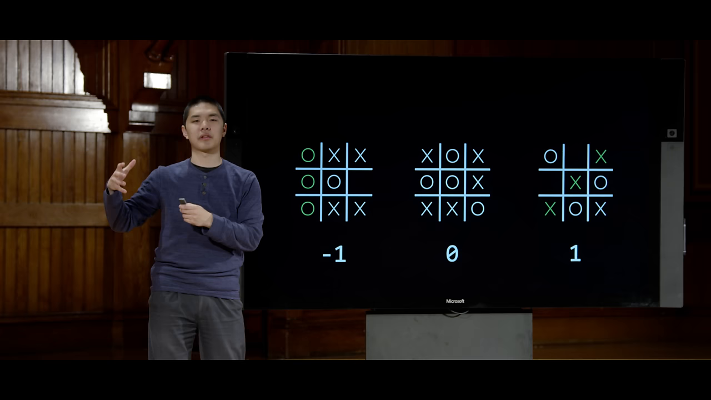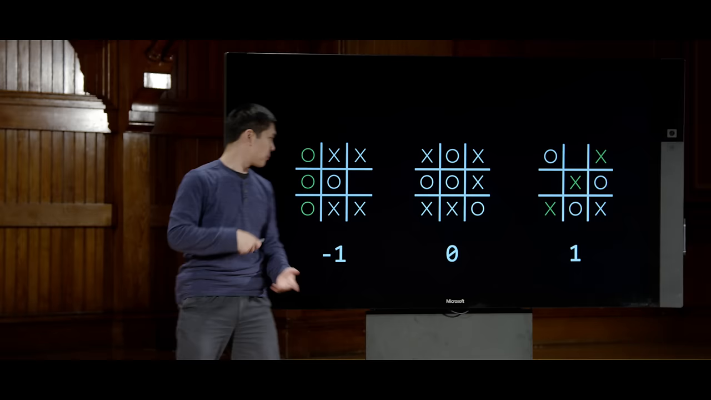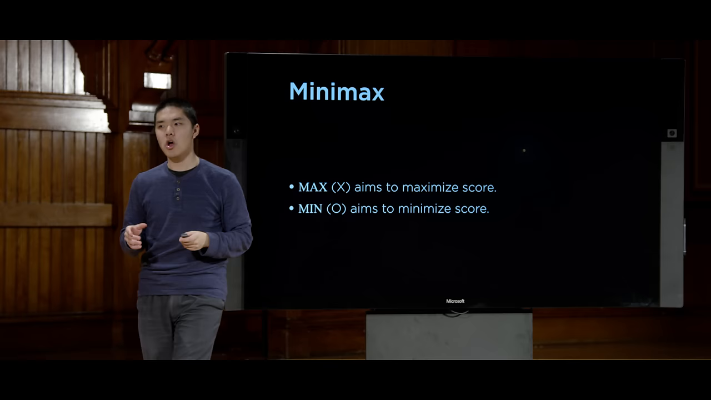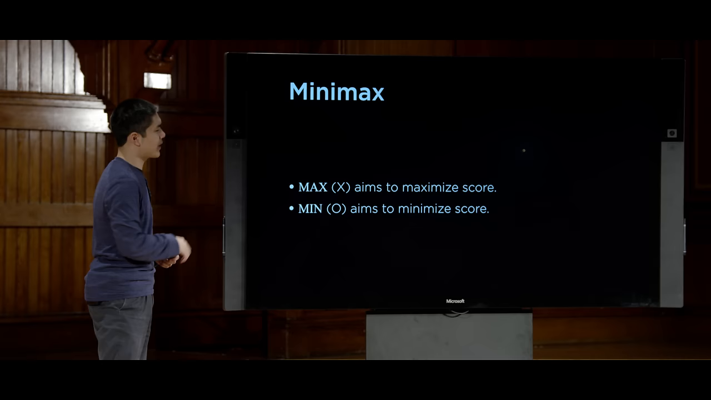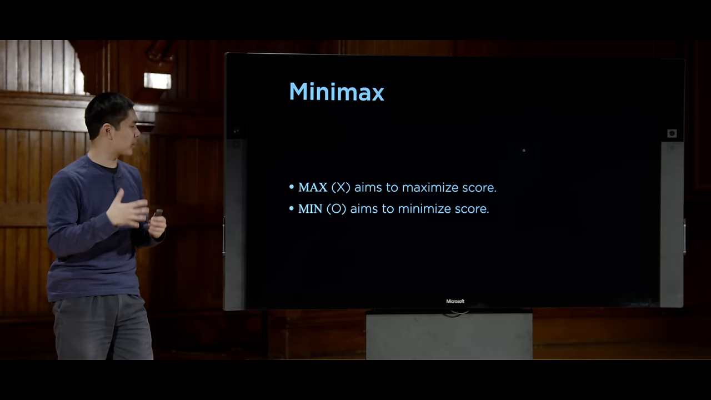So this notion of winning and losing and tying has been reduced mathematically to just this idea of try and maximize the score. The X player always wants the score to be bigger. And on the flip side, the min player, in this case O, is aiming to minimize the score. The O player wants the score to be as small as possible. So now we've taken this game of X's and O's and winning and losing and turned it into something mathematical, where X is trying to maximize the score, O is trying to minimize the score.